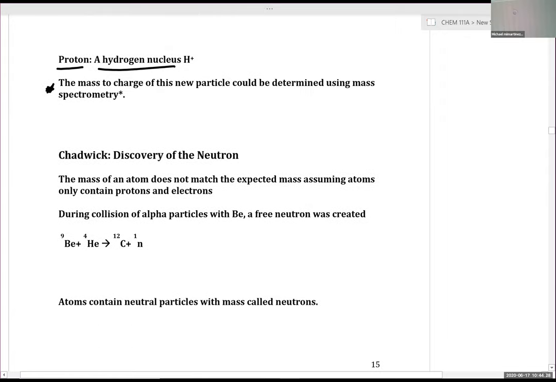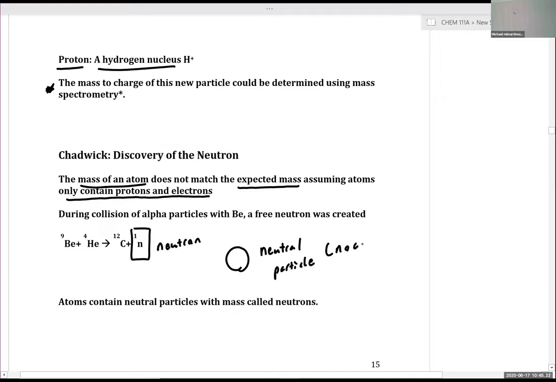The neutron was actually not discovered until a substantial amount of time later. It has to do with some logistical issues with detecting a neutral particle. The existence of a neutron was postulated for a long time because if you look at the mass of an atom, it does not match our expected mass if we assume atoms only contain protons and electrons. There is some particle in our atoms that is neutral with mass. So Chadwick developed this really ingenious experiment where if he bombarded beryllium with alpha particles, a free neutron was generated. So we call this particle a neutron, and a neutron is a neutral particle. So it has no charge. But it does have mass.